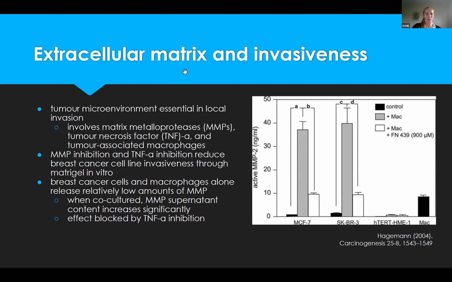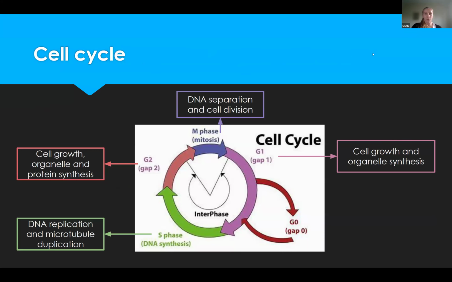All right, so now let's move on to the cell cycle and let's talk a little bit more about what's happening in the cancer cells themselves and how some of these things can go wrong to promote the uncontrolled proliferation of the cancer cells.